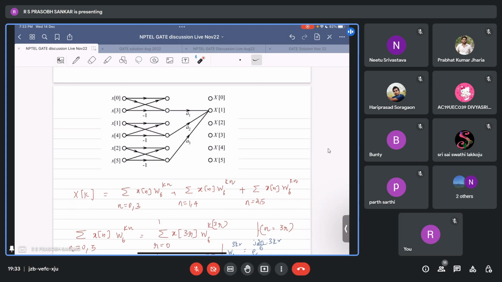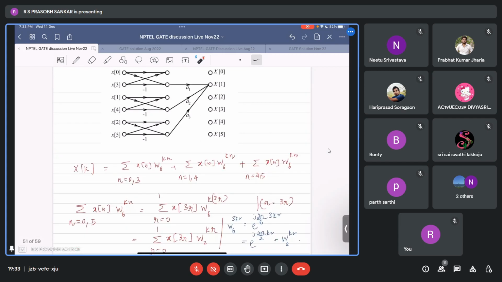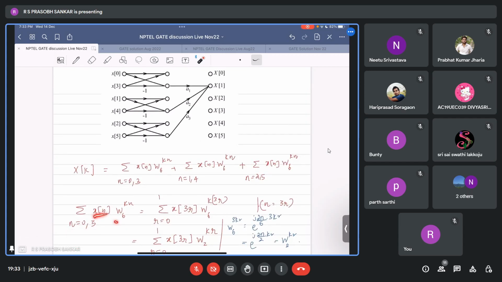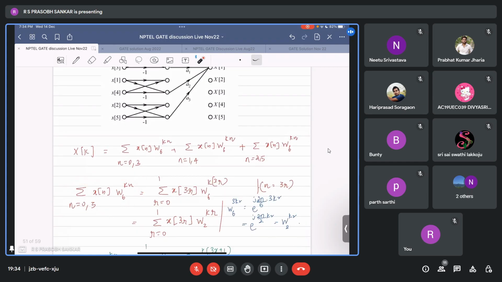Now we will try to write each of these in a slightly different way. We have summation over n, which is 0 and 3, of x of n W6 raised to kn. I can do a change of variable and write summation r from 0 to 1 of x of 3r W6 raised to k times 3r. I just put n equal to 3r here. This is fine, no? If something is not clear, please let me know. So I just rewrote this summation as summation over r from 0 to 1 of x of 3r W6 raised to 3kr.